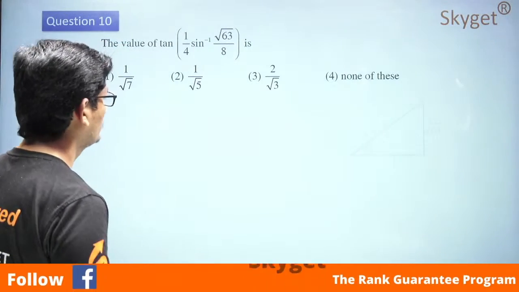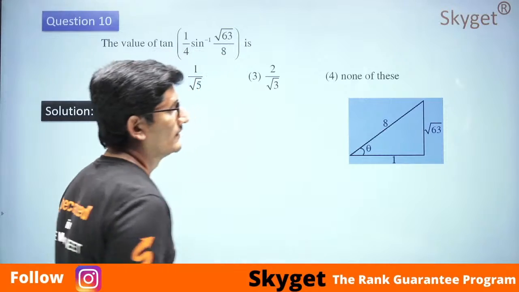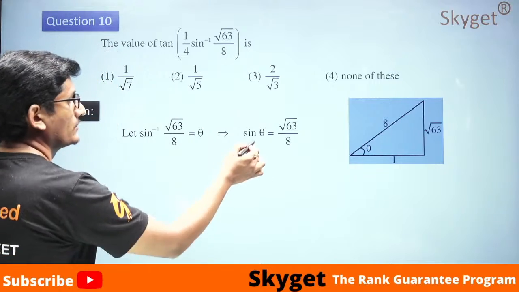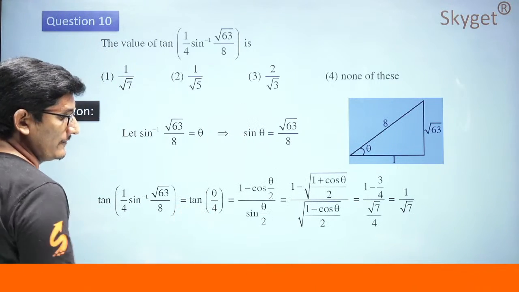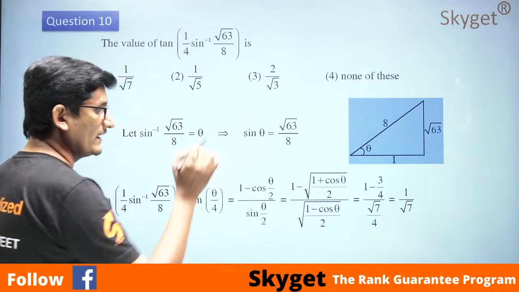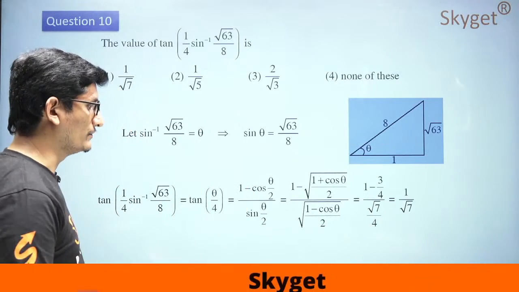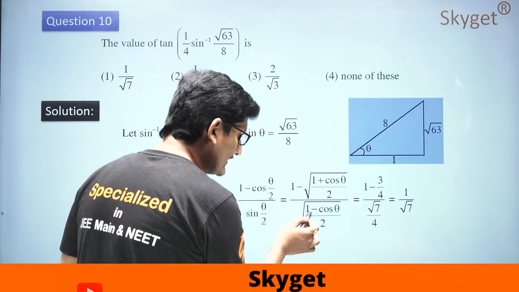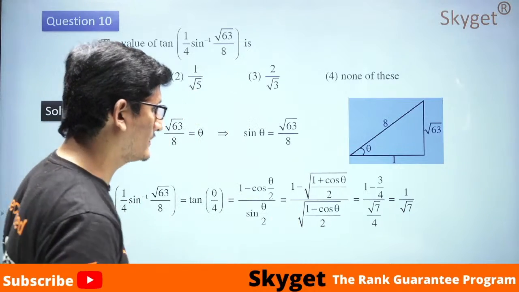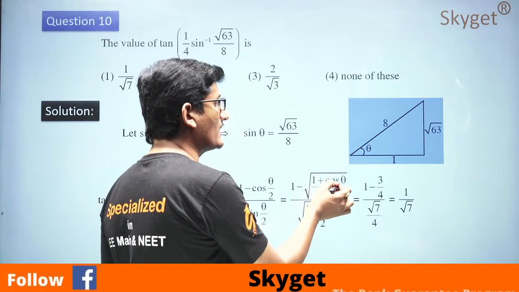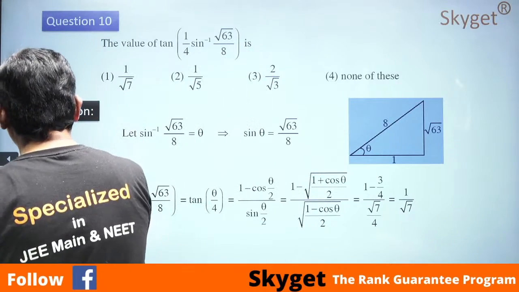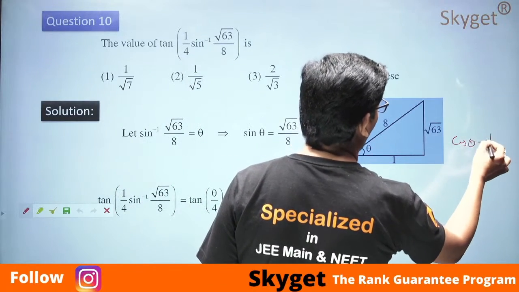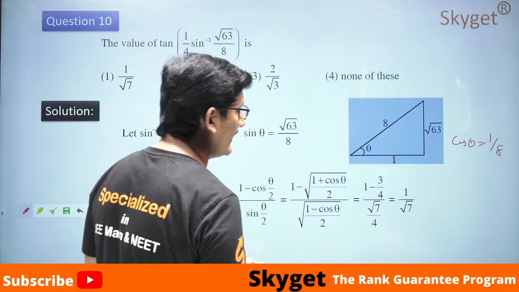Let's see here, this is the triangle. Opposite side root 63, hypotenuse 8, adjacent side 1. See here, tan of theta by 4 we can write with this formula: 1 minus cos theta by 2 by sin theta by 2. Next, the cos theta by 2 formula is square root of 1 plus cos theta by 2, and sin theta by 2 is square root of 1 minus cos theta by 2. So what is cos theta, students? Adjacent side by hypotenuse. So cos theta equals 1 by 8.